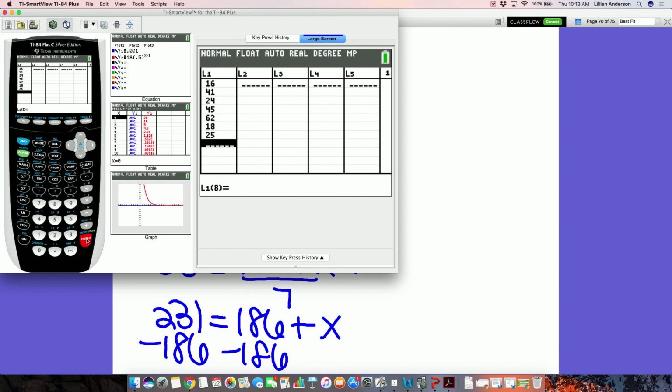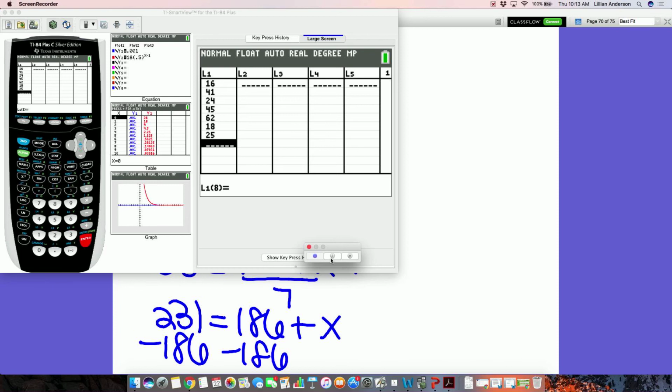It does not need to be in order. The calculator will do all the ordering for us. So we just type in exactly how it's given to us. All right. Now we have to go and pull that information like we did the other day.